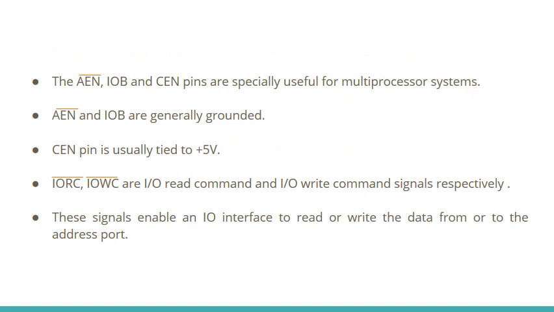The AEN bar signal, the IOB signal, and the CEN signal are specially useful for multiprocessor systems. The AEN bar and IOB signals are usually grounded, and the CEN pin is usually tied to a plus 5 volt supply. Now, coming to the IO read command and IO write command signals, we have the IORC bar and the IOWC bar signal, which indicate an IO read operation and an IO write operation respectively. These signals enable an IO interface or an IO device to read or write data from or to the address port.